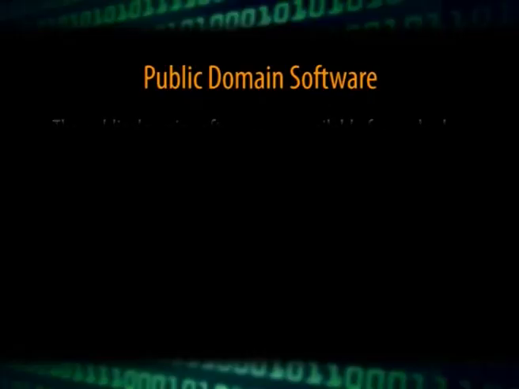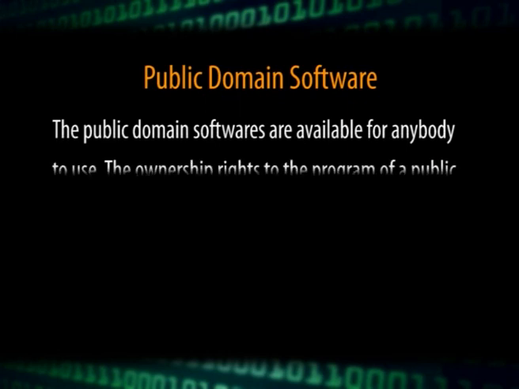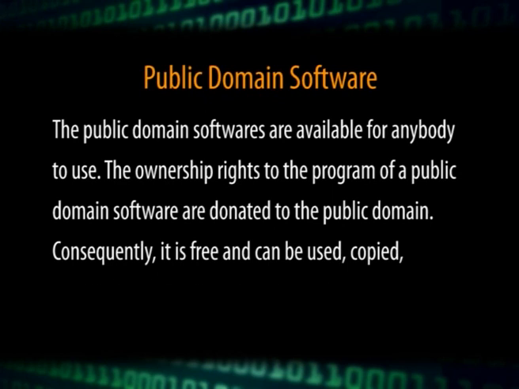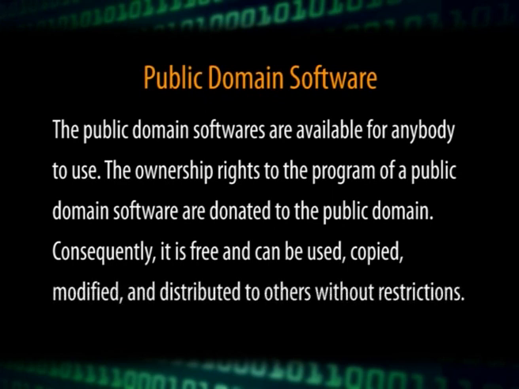The next category of application software is public domain software. Public domain software is available for anybody to use. The ownership rights to the program are donated to the public. Consequently, it is free and can be used, copied, modified and distributed to others without any restriction.